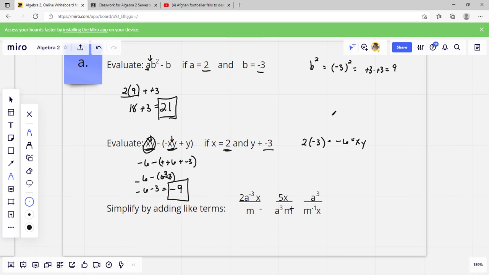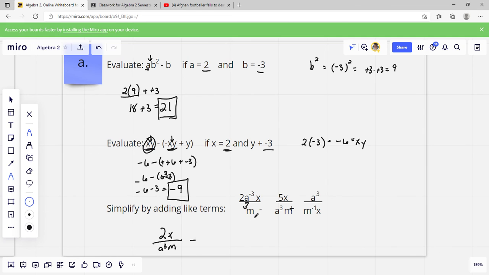All right, this last one. We want to simplify by adding like terms. So we've got to move all of our negative exponents to the bottom. That means this a is going to have to come down to the bottom. So I'm going to have 2x over a to the third m. Now this next one, I can't move that anywhere. Let's see, so that's going to be minus.